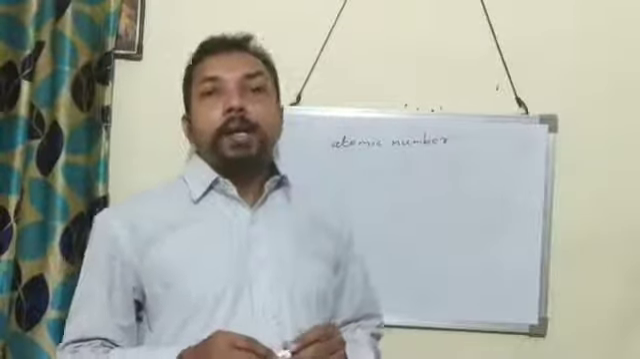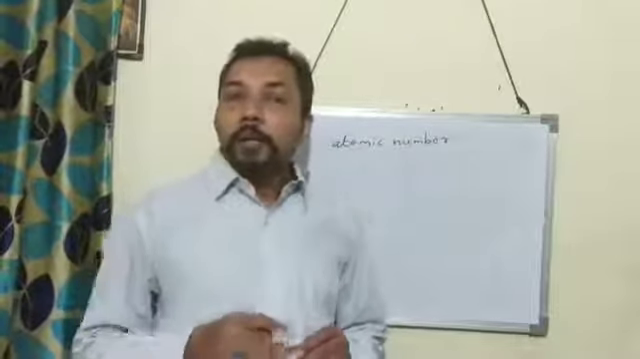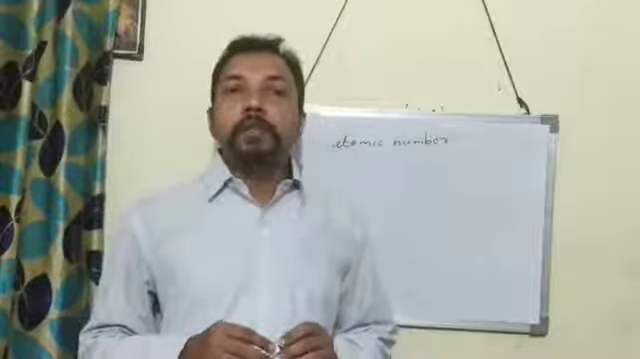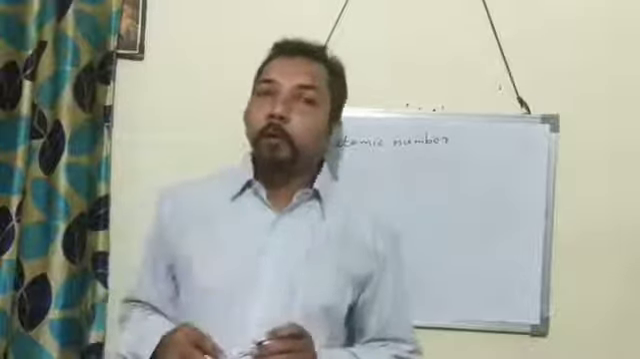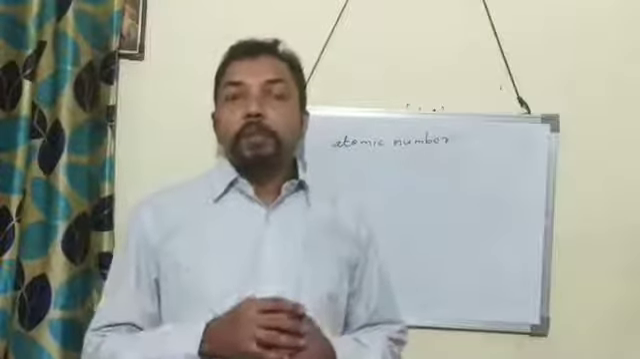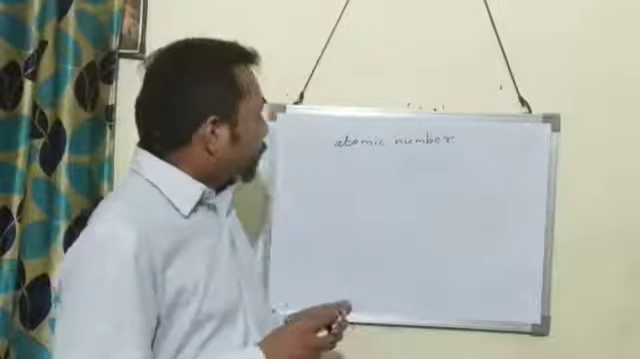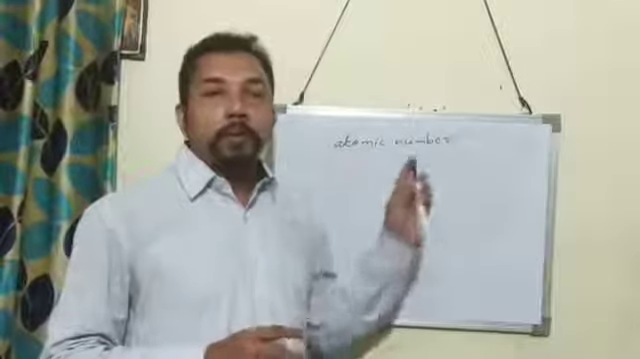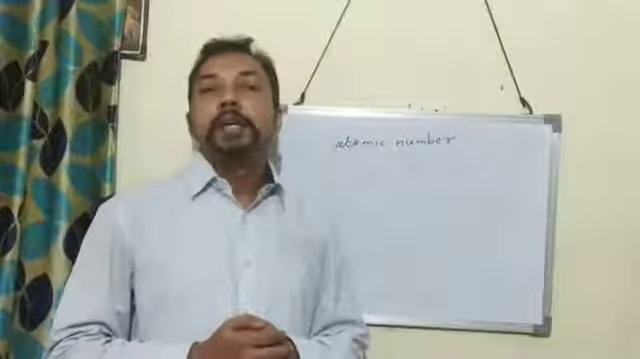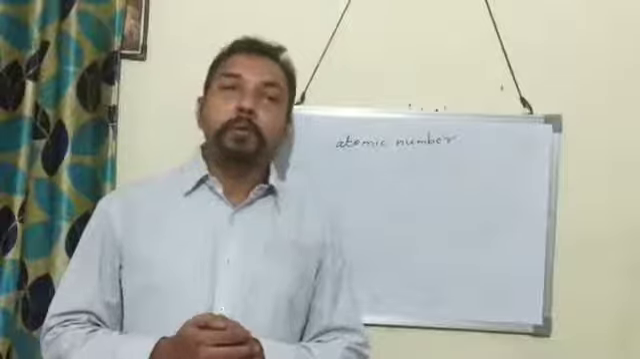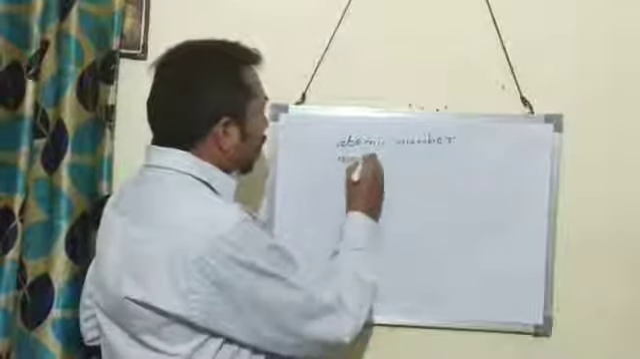The number of protons and number of electrons are equal, and they have equal and opposite charge. The magnitude of charge of an electron is the same as the magnitude of charge of a proton, but they are of opposite kind. So since the number of electrons and protons are equal, an atom is electrically neutral. The number of electrons or number of protons present in an atom is called its atomic number.